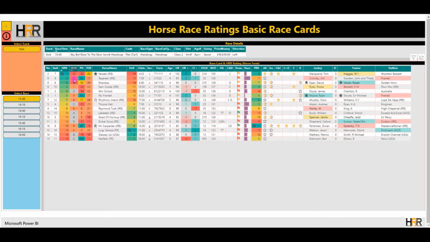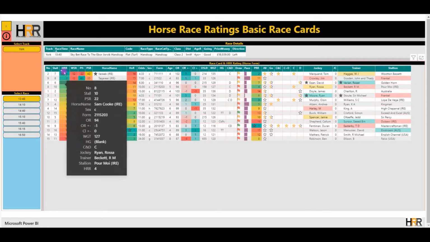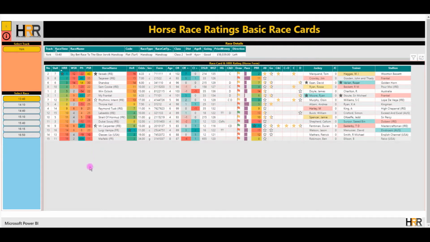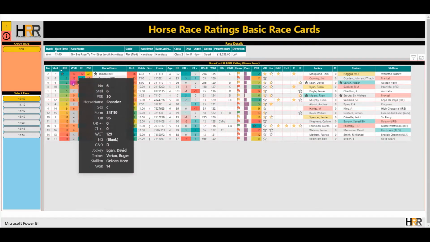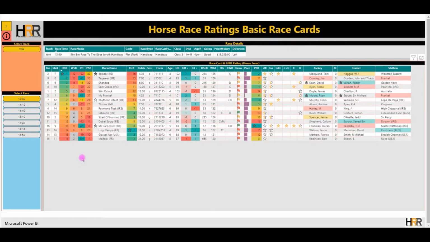The WSR here is the win strike rate based on this rating in this type of race. So the win strike rate is actually quite low for this type of race. It's 12%. The third rated here is actually the highest at 14% win strike rate.